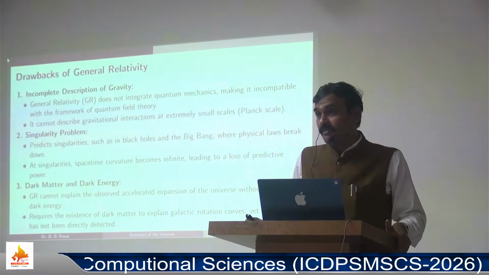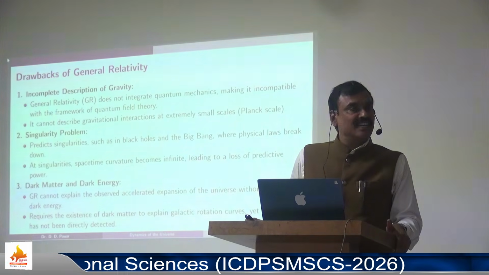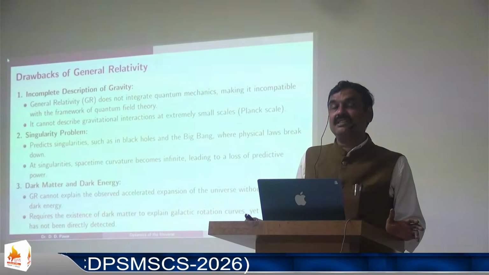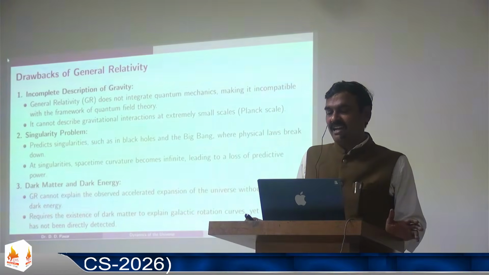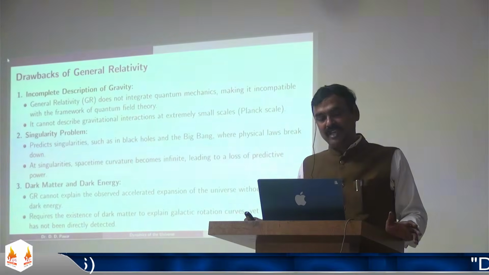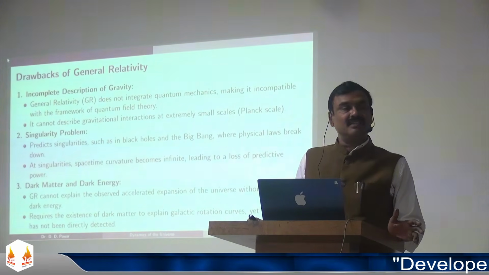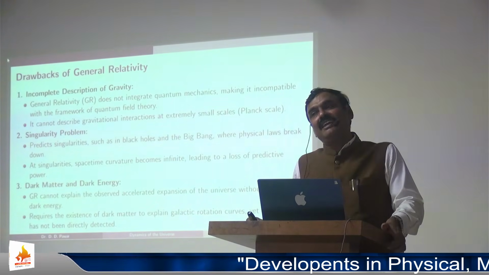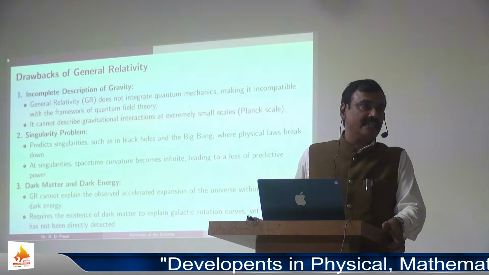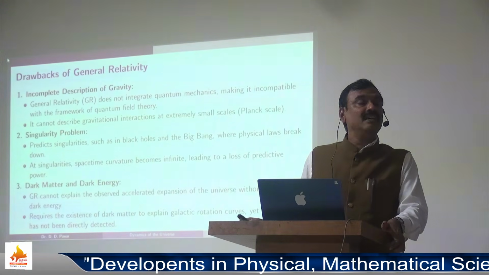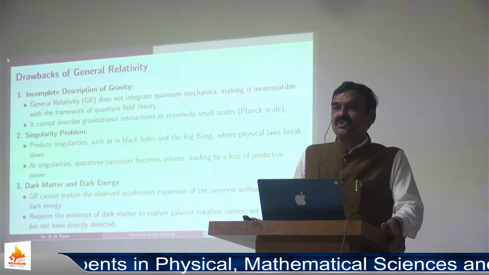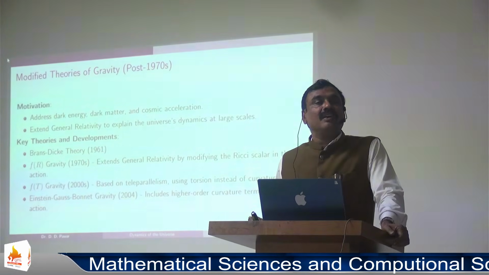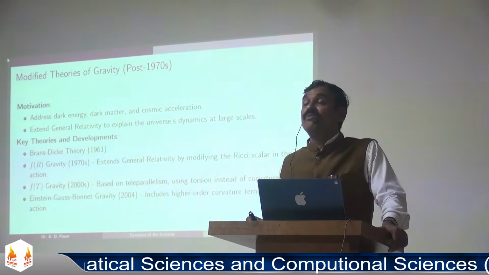Next one, the concept of dark energy and dark matter. General theory of relativity explains the observed expansion of the universe, but only with the help of dark energy, and that dark energy has till now not been detected. The same thing happens with dark matter, because general relativity requires dark matter to explain the galactic rotation curve. But again, dark matter has till now not been directly detected experimentally. Those are some basic and standard drawbacks of Einstein's general theory of relativity. That's why many mathematicians and physicists go for modified theories of gravitation.